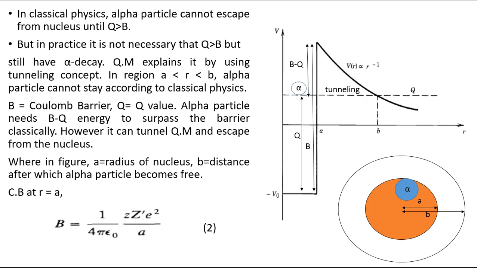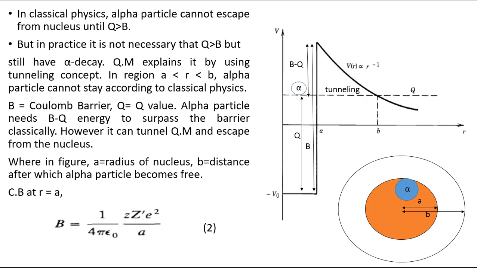In the right-hand figure you can see that the alpha particle already has energy equal to Q, and capital B is the Coulomb barrier. If the alpha particle wants to surmount the Coulomb barrier, it needs additional energy equal to B minus Q, and then classically it can surmount the barrier.